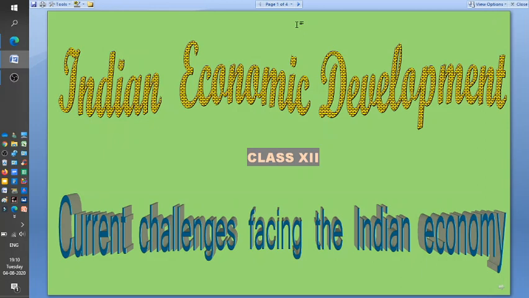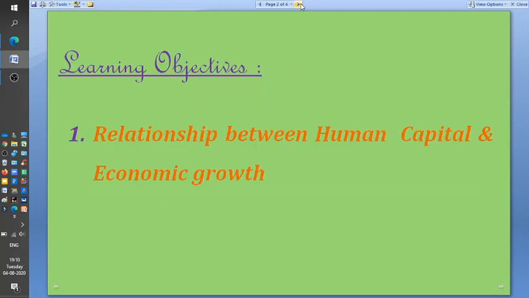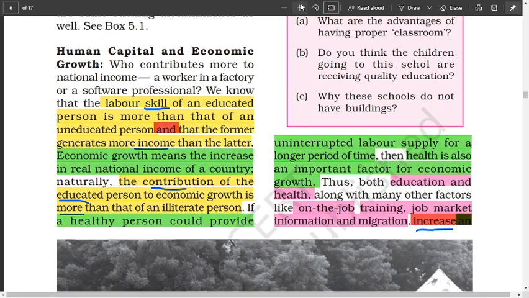Hello and welcome to our discussion on human capital, a topic under the unit Current Challenges Facing the Indian Economy. That's chapter 5 of your textbook, Indian Economic Development. We have learned about the meaning and the sources of human capital. Today we'll talk about the relationship between human capital and how it contributes to the economic growth of the country.